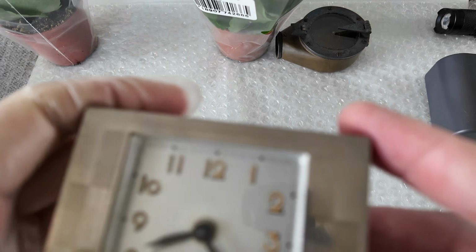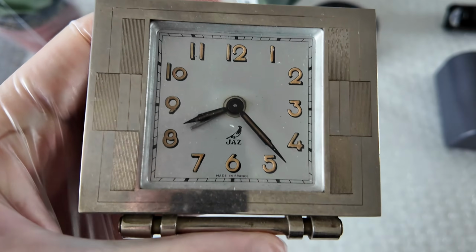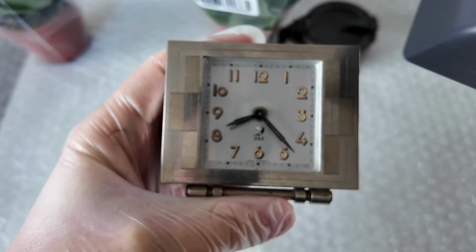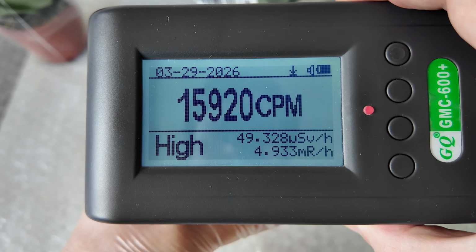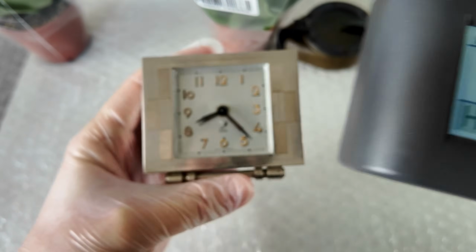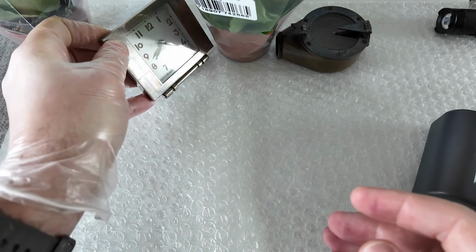And as a second object I will use this jazz watch made in France, maybe in the 30s or 40s. It's not so radioactive as a compass, but it's still spicy enough. I will discuss the radiation safety a bit later in this video, stay tuned.